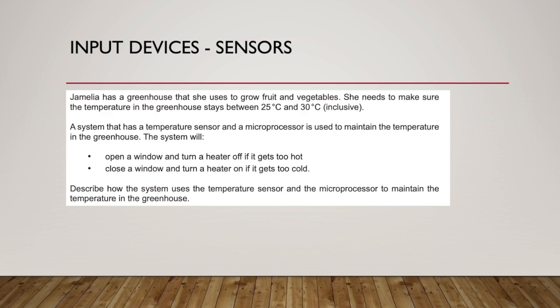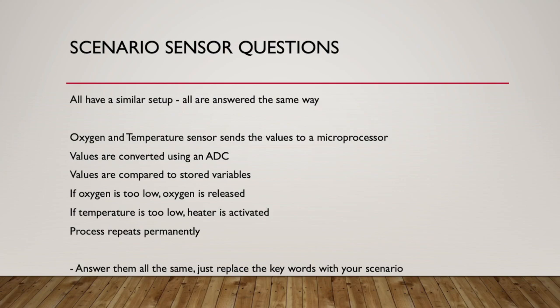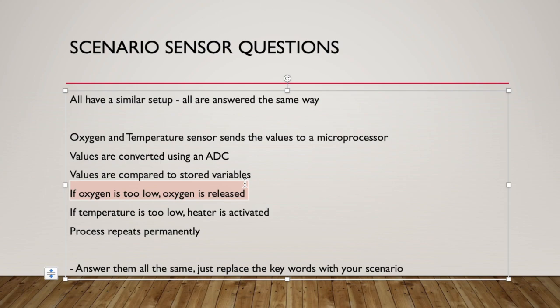Now, in the next part, we need to say that the values are converted using an analog-to-digital converter. That's the same for every sensor. The values are compared to stored variables. And now you're going to be specific to whatever scenario it's talking about. In our example of the fish tank, if the oxygen is too low, the oxygen is released. So you say what happens if the sensor's reading is different to the stored value. If the temperature is too low, the heater is activated, and the process repeats permanently.